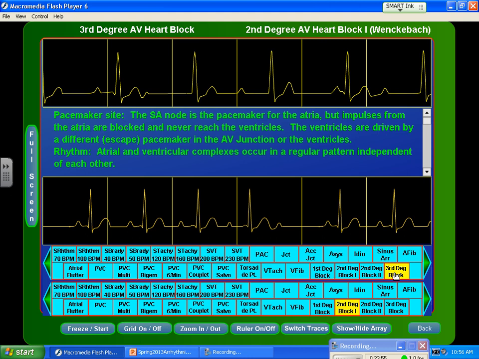So that's third degree. And you can see there, you've got the P wave, you've got a QRS, you've got a T, you've got a P wave, and then a long pause, and then a QRS kind of randomly there, and a T, and now a P, and then a long pause, and a QRS. It's just all over the place. There's no rhyme or reason. There's no synchronization between what's happening in the atria and what's happening in the ventricles. Complete heart block.